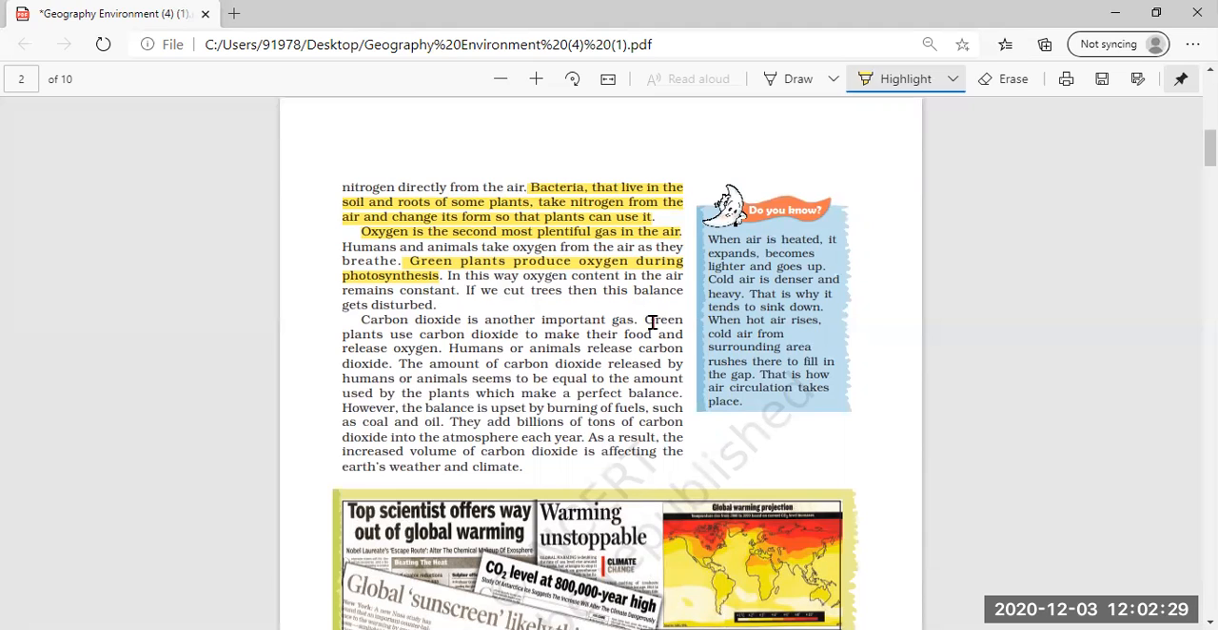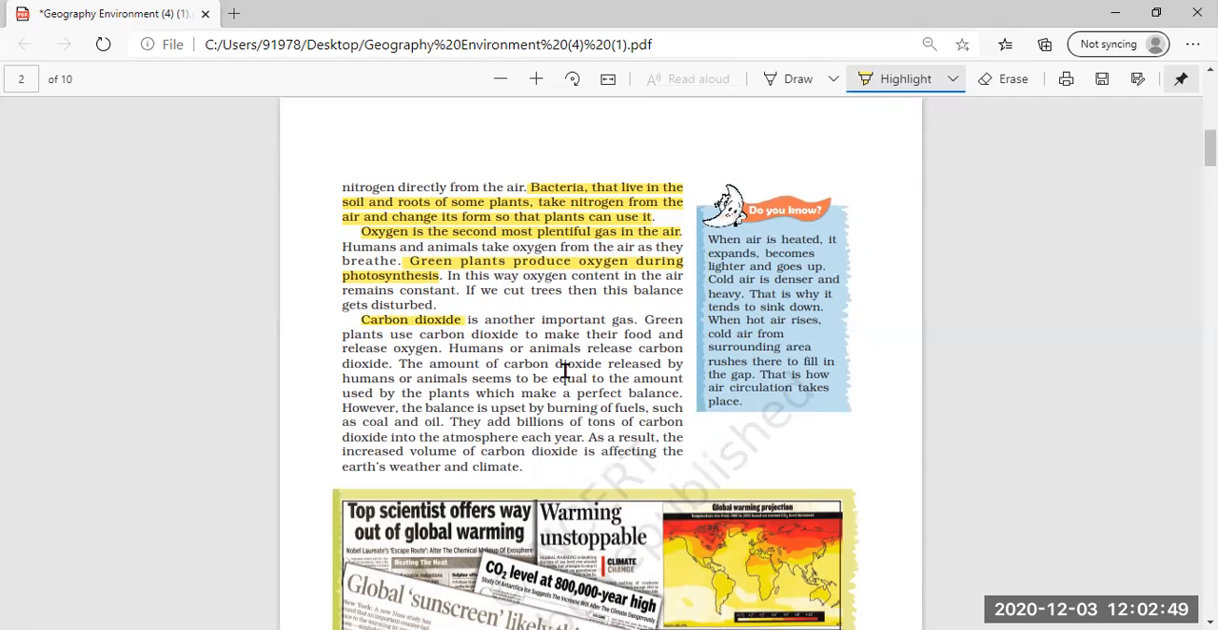If we cut trees, then this balance gets disturbed. If more and more trees are cut, then the balance of oxygen might be disturbed. Now, carbon dioxide is another important gas.